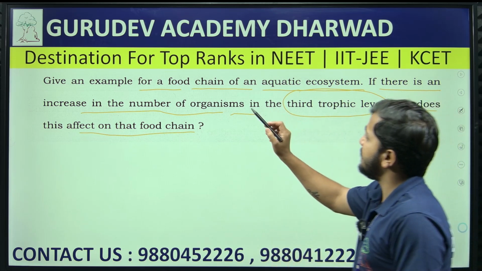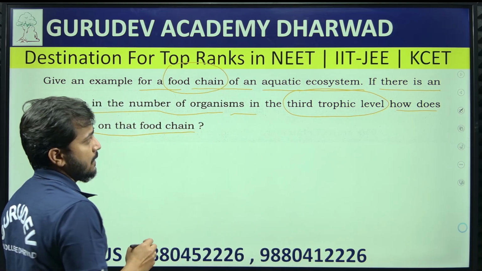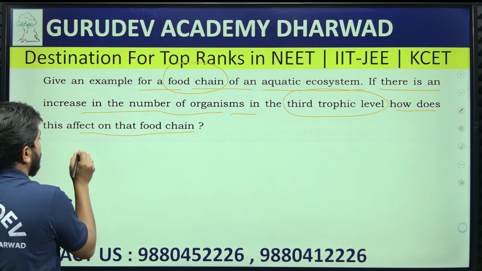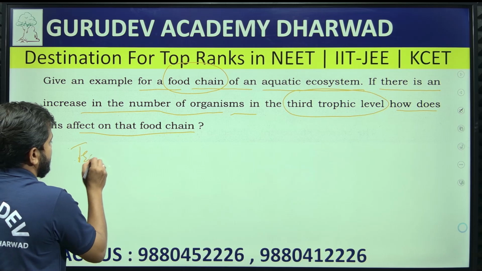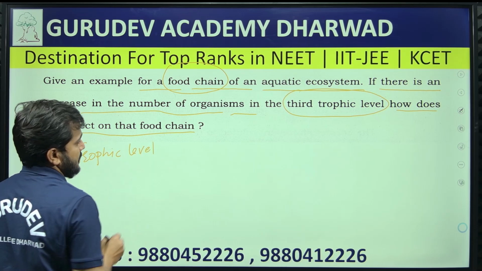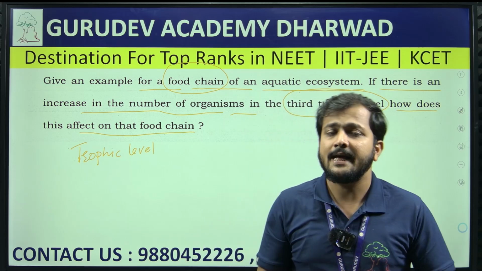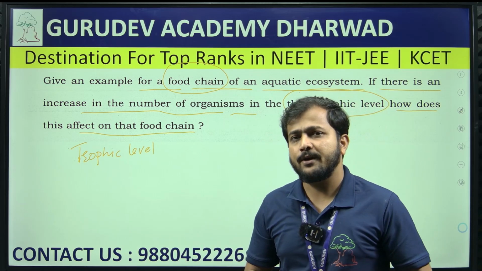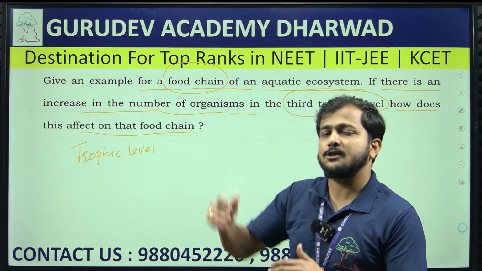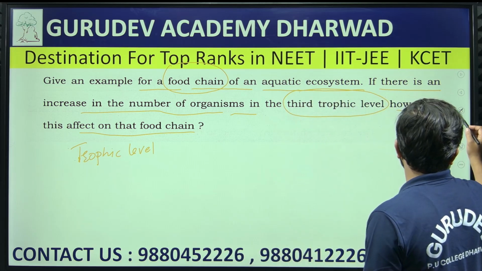What we have to do is give an example of a food chain. Now we know the food chain is distributed into trophic levels. Energy passes from one trophic level to the next trophic level. Majorly here we call it the 10% law, which means 10% of the energy passes on to each trophic level. So we'll see with respect to this only.